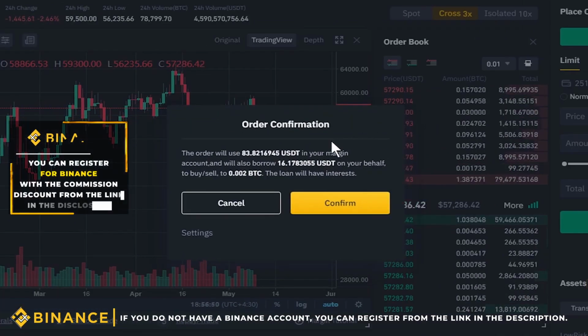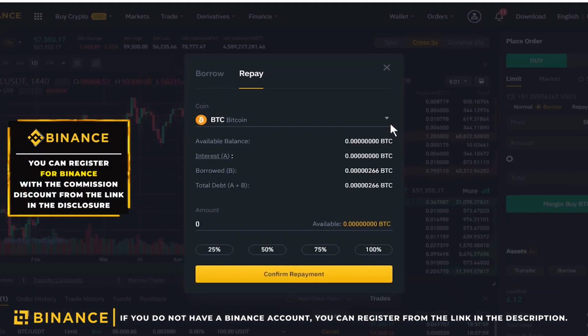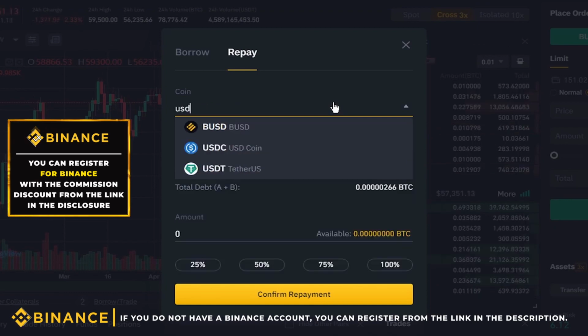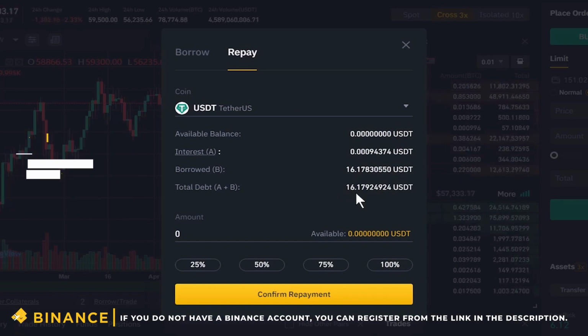We click on margin buy BTC. It wants us to confirm. We click on confirm and here it is in open orders. We borrowed USDT for placing this limit order on Bitcoin. If we click on repay and select USDT, you can see that we have debt on USDT. It's something like 16 USDT.